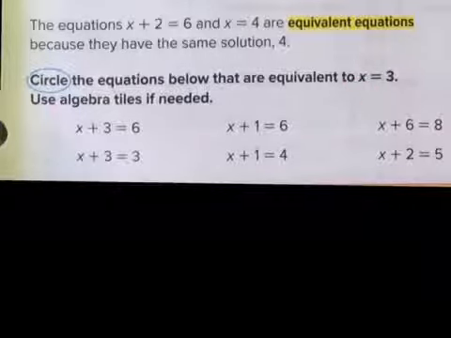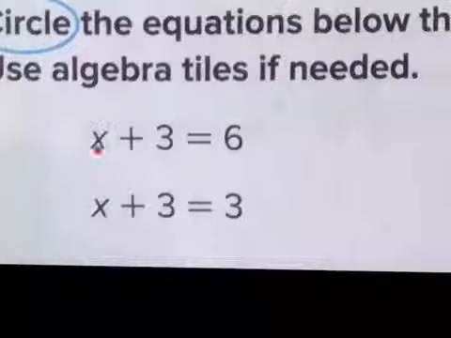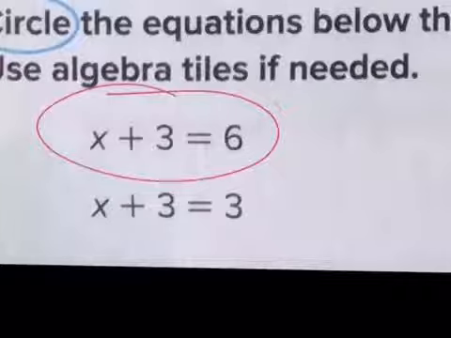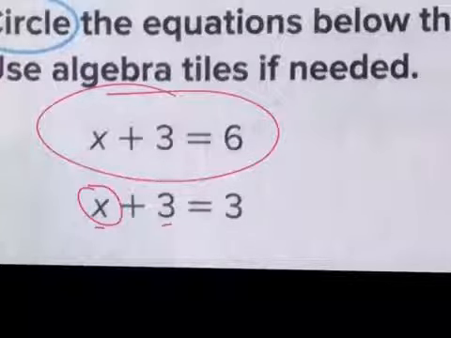Well, let's see. If I were to replace all of these x's with the value of 3, would it be true? Let's say I do 3 here. Let's zoom in. If I replace the x with 3, 3 plus 3 is 6. Yes, this one is true. If I replace this x with 3, 3 plus 3 is 6, not 3. So no, that one's not true.